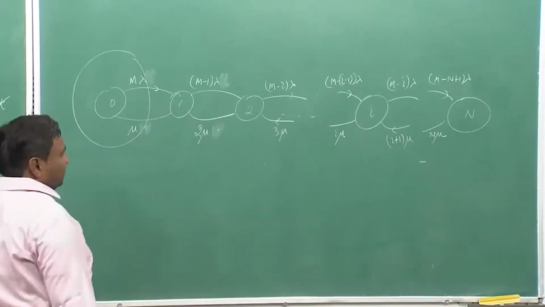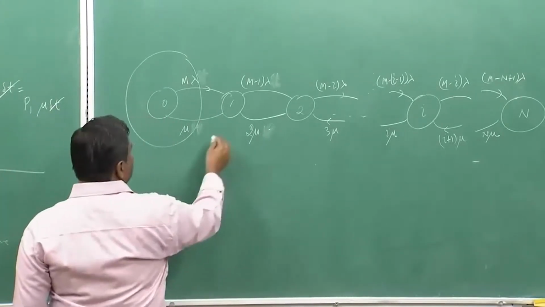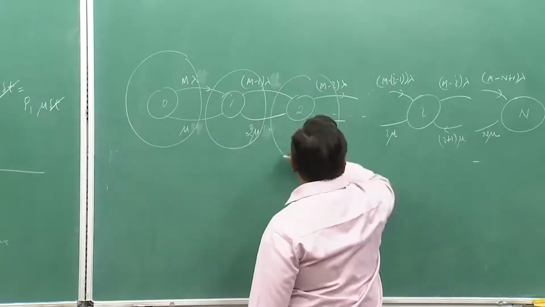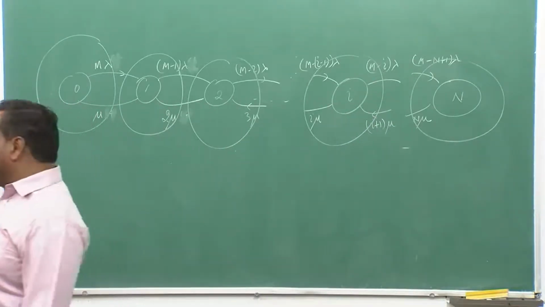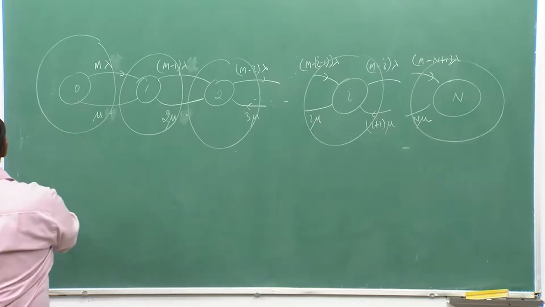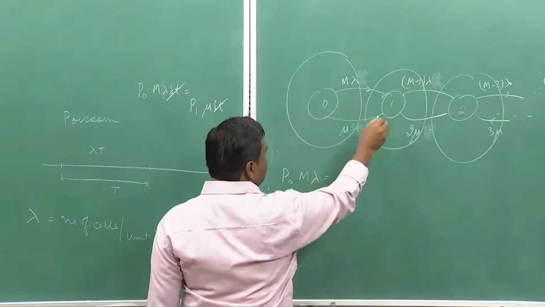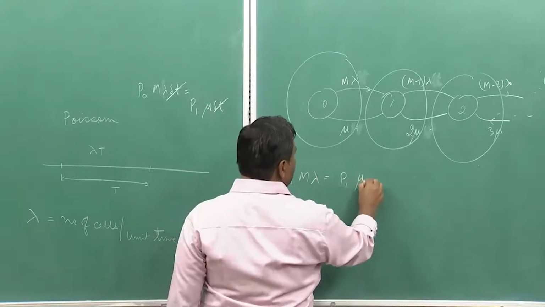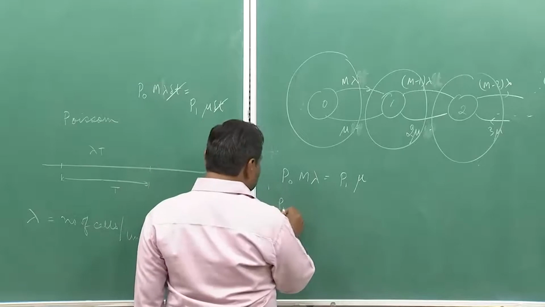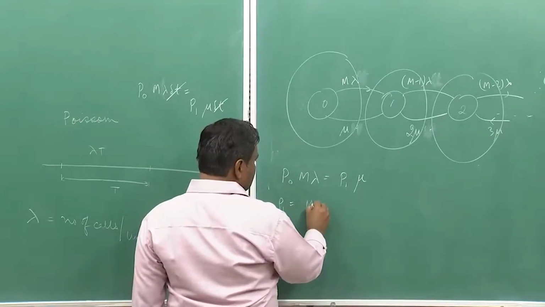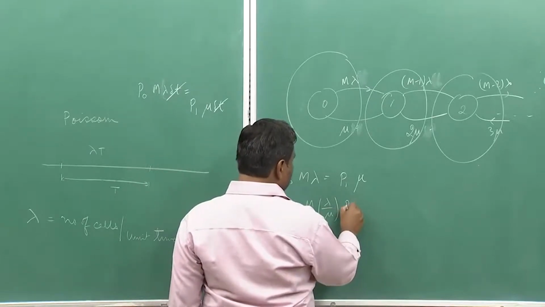So let us write down the balance equation. I can write it in many ways. One of the possible ways is to take a closed surface around every state and then write down the balance equation. The balance equation around 0 will be: P0 with the outgoing rate m lambda should equal the incoming rate, which is P1 mu. This gives me P1, which I can solve as m lambda by mu P0.